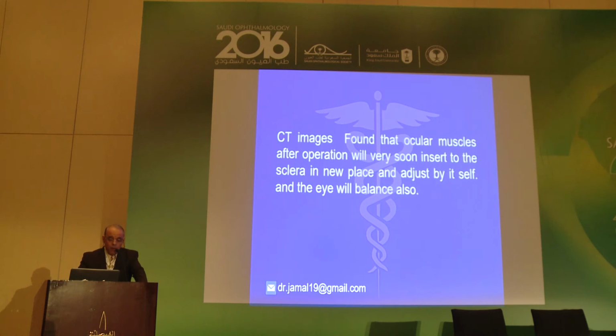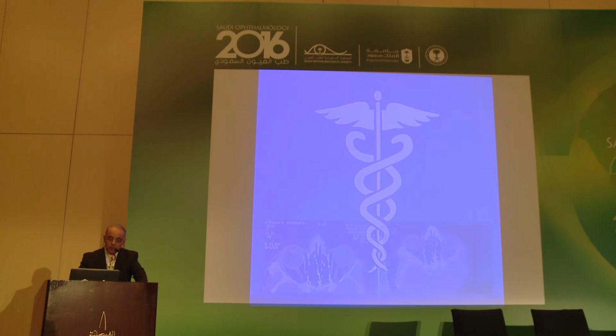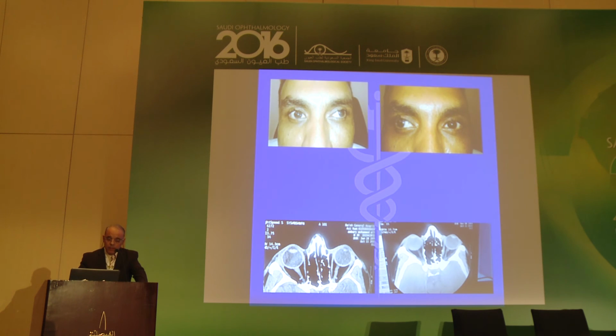CT scan found that the ocular muscle after operation will very soon insert to the sclera in a new place and adjust by itself, and the eye will balance also. This is CT scan after operation. This is the first patient I do in Saudi Arabia. It's bilateral exotropia. This is CT directly after operation. You see the lateral rectus, a little hematoma in it. The muscle is reinserted by itself.